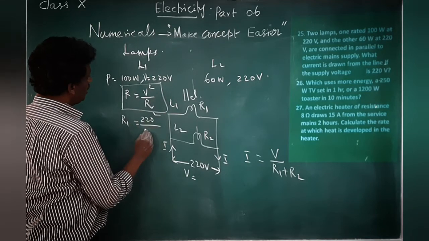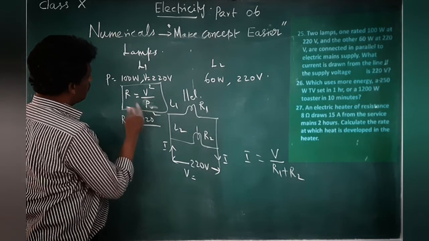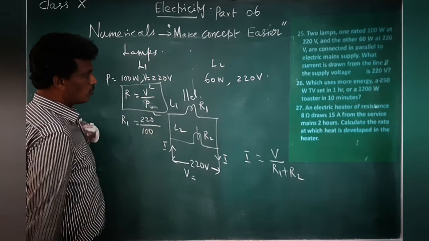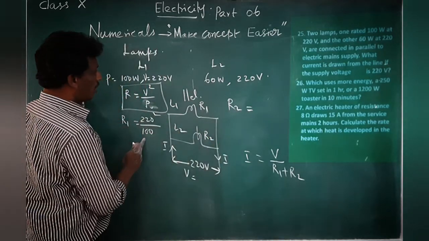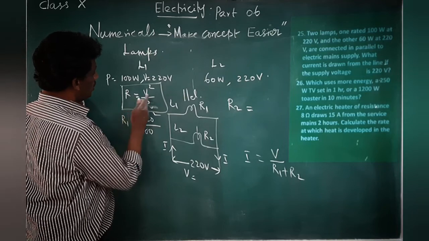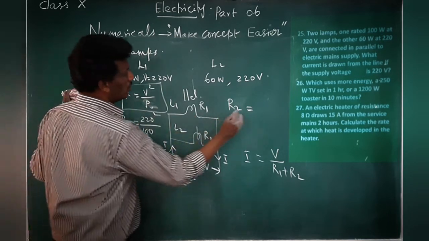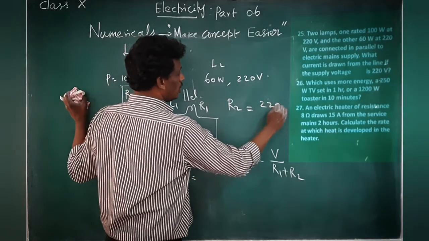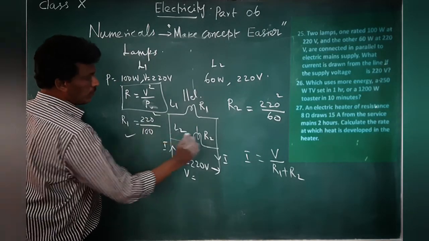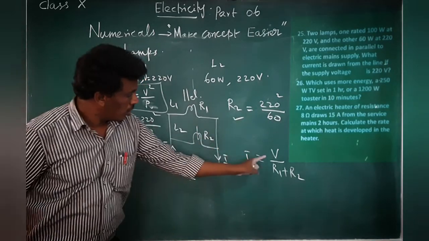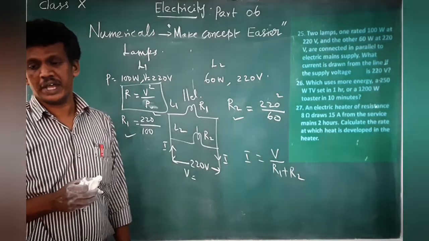From here you find out R1: 220 squared by P, sorry, P is 100. That's all, R1. Here R2. Because what is the basic formula? P equals V squared by R. So here 220 squared upon 60. That's all. So you are getting the R1 value and R2 value. How much voltage is the line giving? 220 volt. What is the value of I? You can find out.